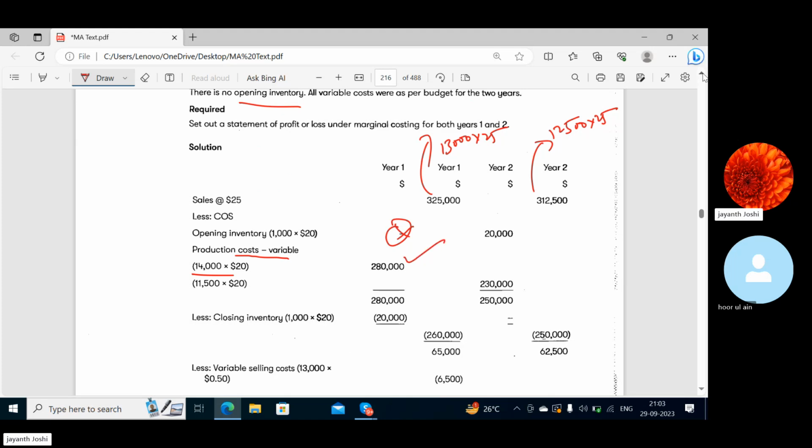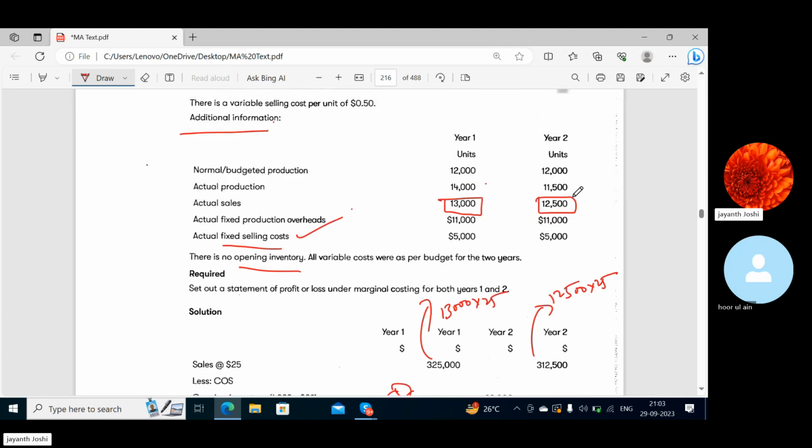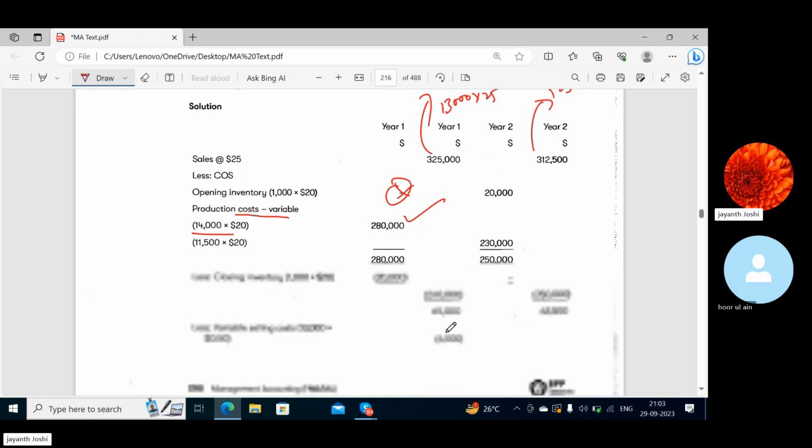And then 11,500 for year 2. Actual production, right? So we have taken 11,500 and 20. This is the second year. Now don't worry about this, I will tell you what this 20 is.